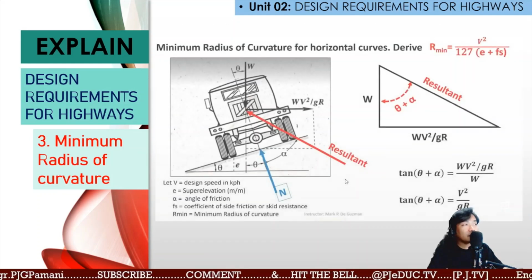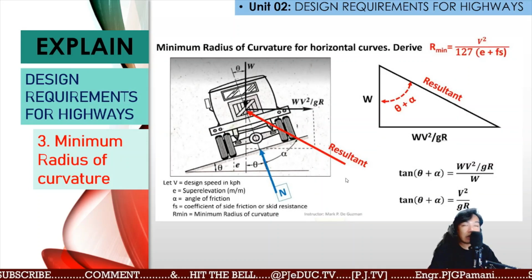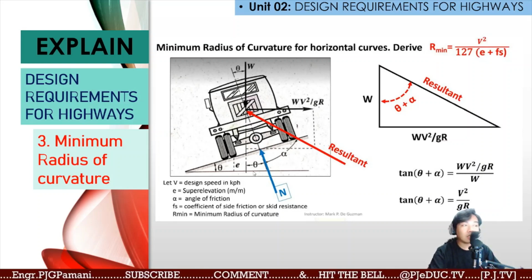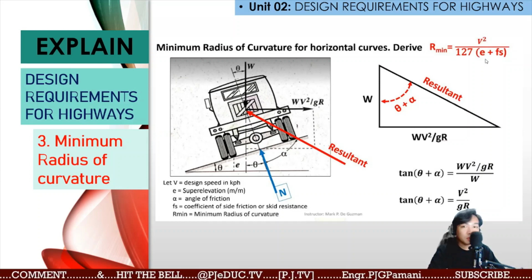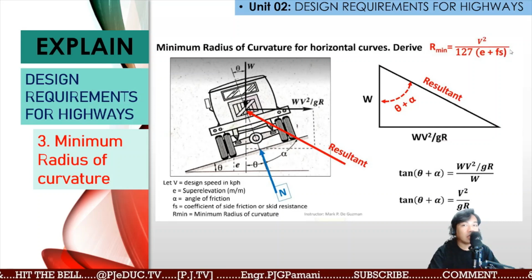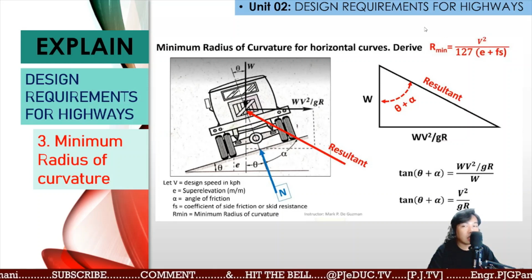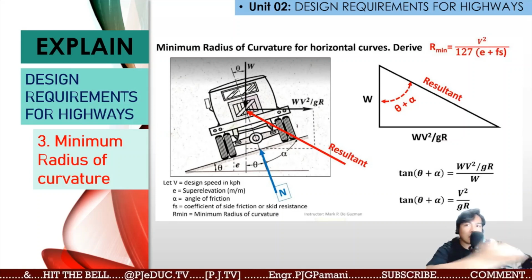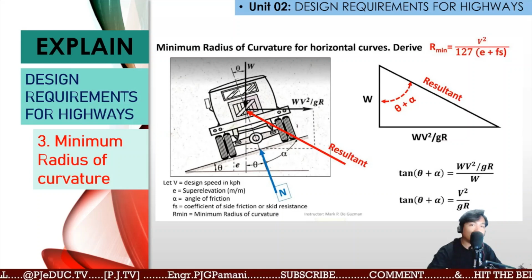Okay? For the minimum radius of curvature for horizontal curves, derived now as the initial velocity squared over 127 times E plus F times S. Minimum radius, na-compute natin yung actual radius ng ating roadway. Now, with the involvement of the velocity, the super elevation, as well as the friction and the tawag na dito, the coefficient of side friction or skid resistance, eto ngayon yung ating minimum radius when it comes naman sa SSD. No? Gaano kakapal yung kailangang i-occupy ng left lane doon sa curvature na yon.